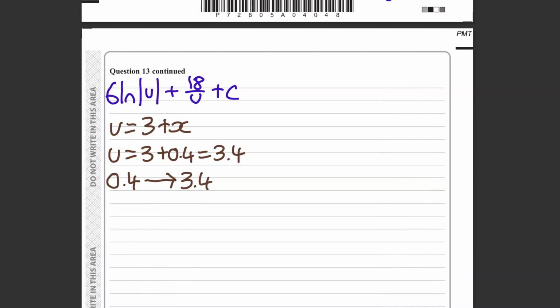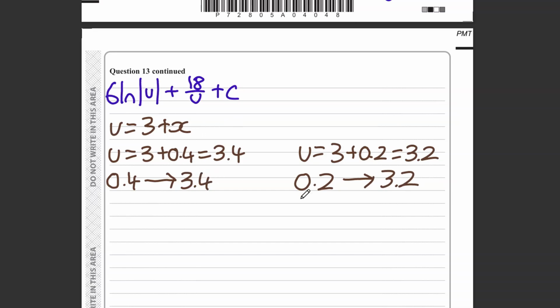And then if we look at the lower limit, which is 0.2, u is equal to 3 plus 0.2, which is equal to 3.2. So the lower limit is no longer 0.2, it's going to be 3.2 if we're working in terms of u. So the upper limit is 3.4 and the lower limit is 3.2 when we're working in terms of u.